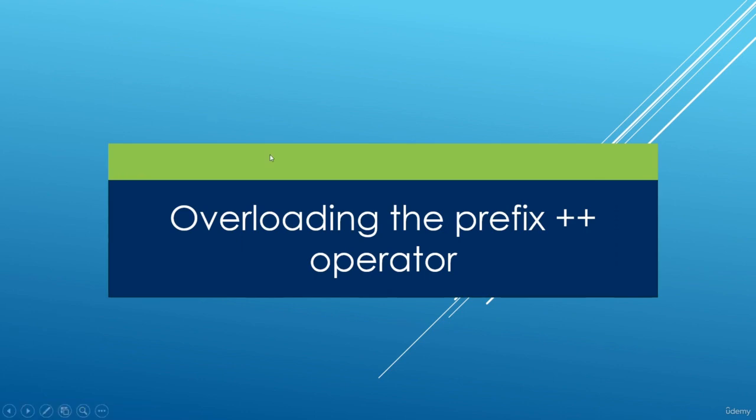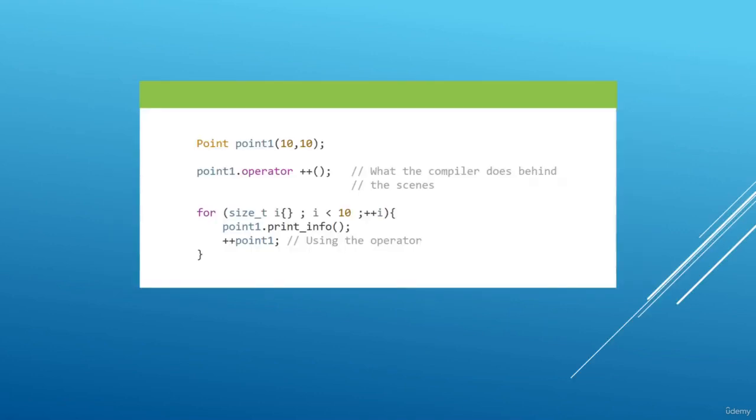In this lecture, we're going to see how to overload unary operators. A unary operator is an operator that only takes a single operand. One such example is the plus plus operator in prefix mode. So suppose we have a point object like we see here in our slide, and we want to use the plus plus operator on this point object here.